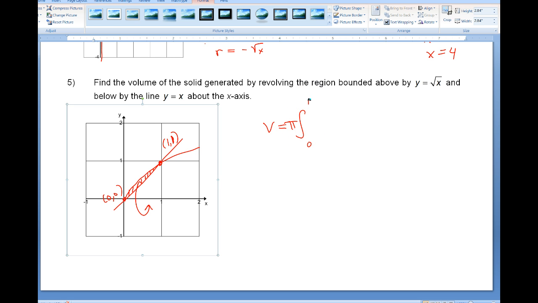What's the big R? Which one's further away from the x-axis? That's the square root. So this is big R, this is little r. So it's the integral of square root of x squared minus x squared dx. Big R is the square root part. Little r is x.